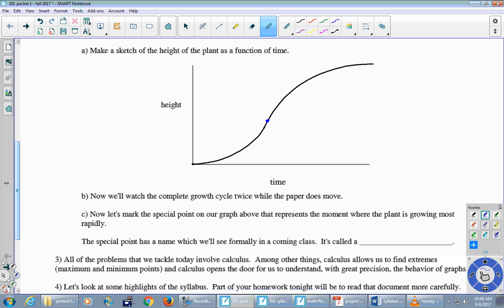We'll see it formally in a coming class, but we'll define it here, although you might have seen this phrase in pre-calculus. Anybody know the name of that point? There we go, inflection point or point of inflection. Either way. So we'll define that phrase soon enough, but that's what that point is called.